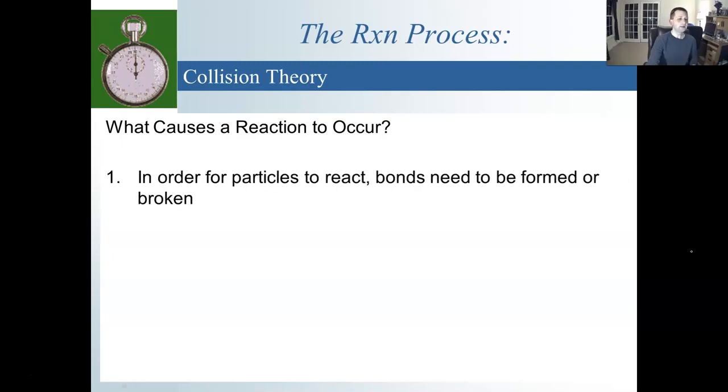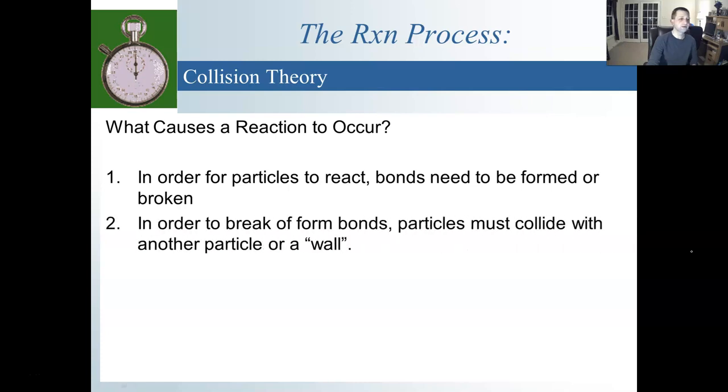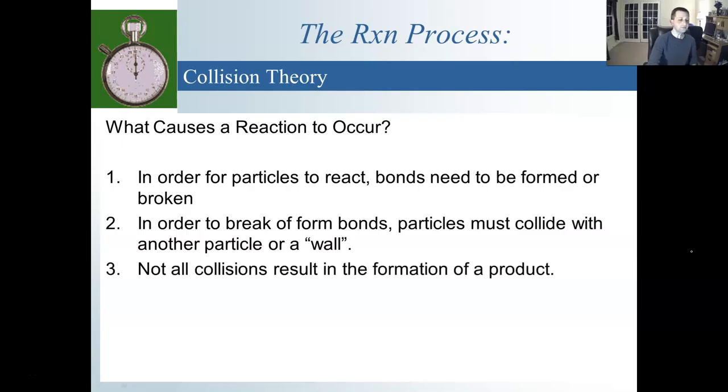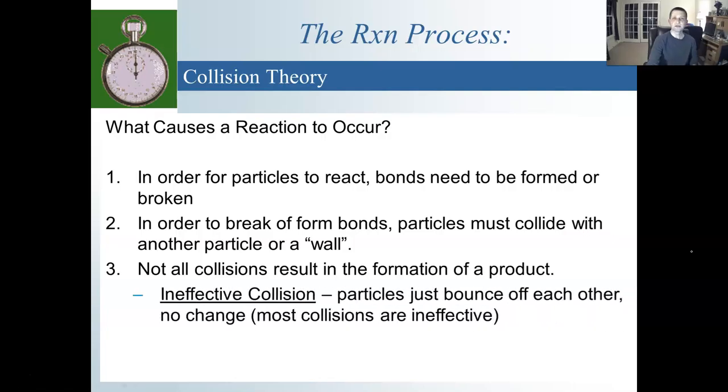Number one is that in order for particles to react, bonds need to be formed or broken. I mean, that's the definition of what a chemical reaction is, right? Bonds are broken from their reactants, and then new bonds are formed. New substances are created. So in order to break and form bonds, particles must collide with another particle or a wall. So there has to be some collision, or really many collisions, that occur here in order for bonds to break and new bonds to form. Not all collisions result in the formation of a product, and actually very few collisions result in the formation of a product, which we'll see a little bit later.